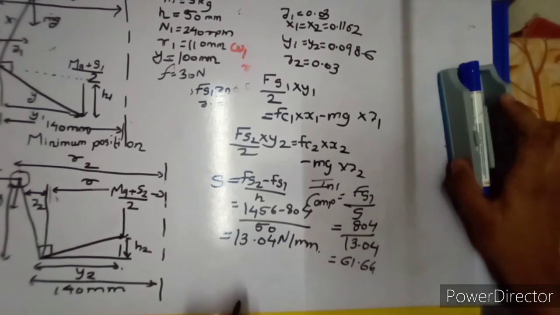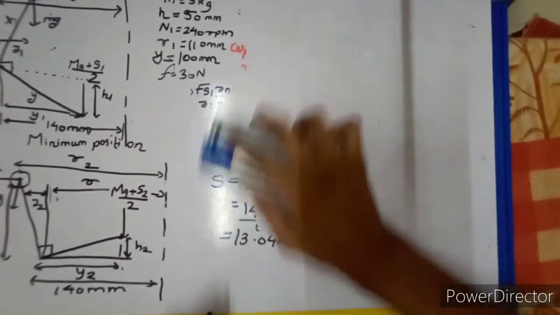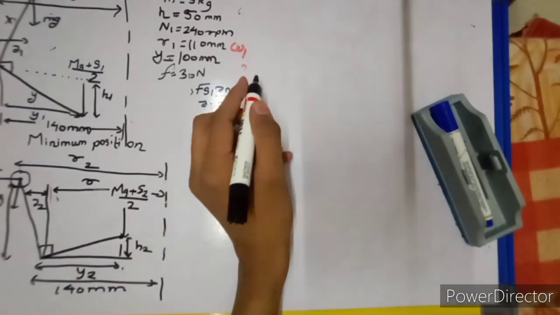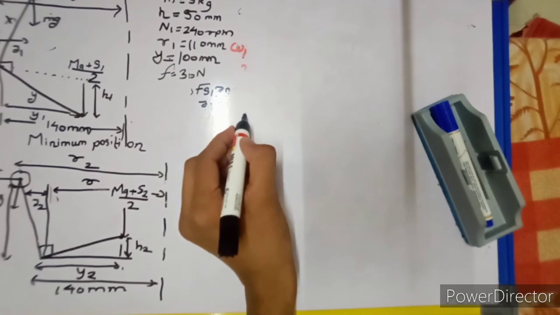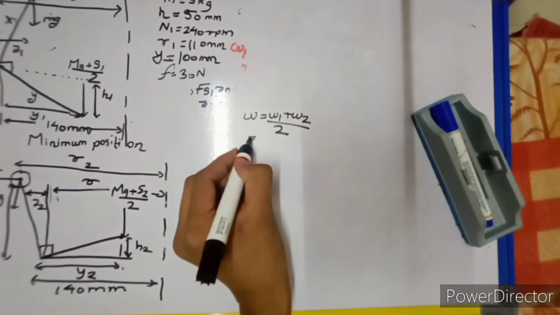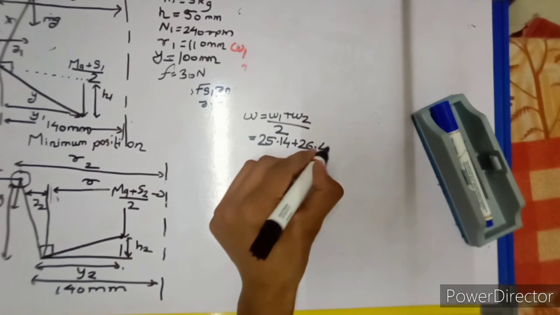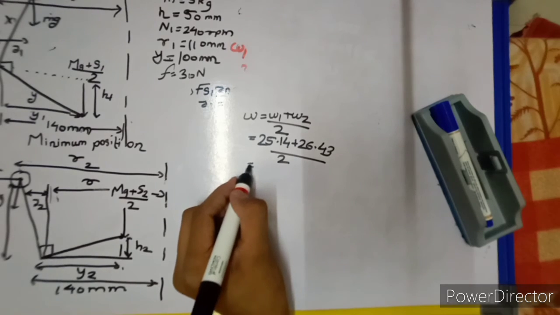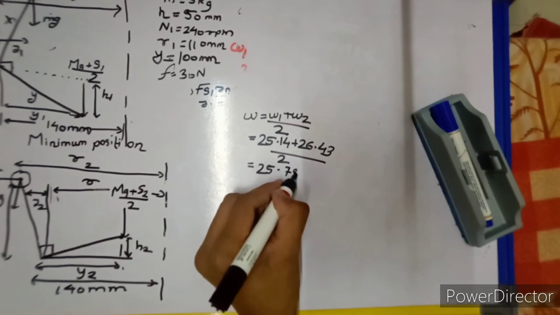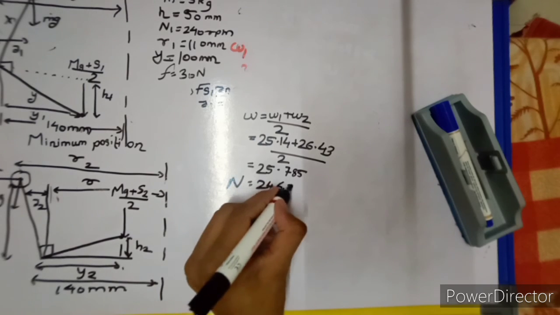Okay, I know this is a bit complicated sum, but here now the new formula which we will learn is omega. We know omega is omega 1 plus omega 2 upon 2. So omega 1 is 25.14 plus omega 2 is 26.43 upon 2, that is 25.785. So n for this is 246.2.